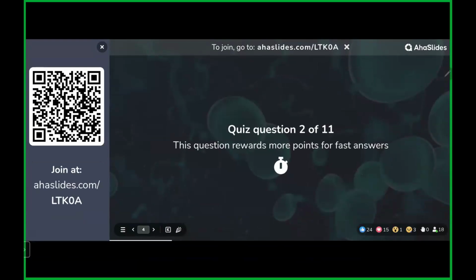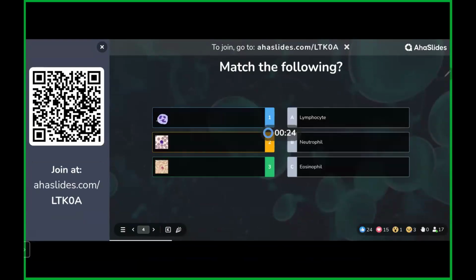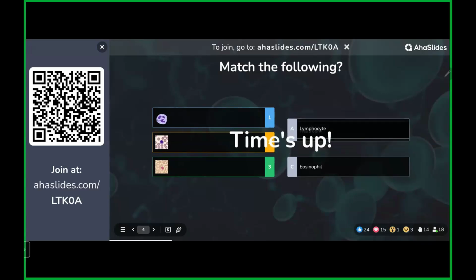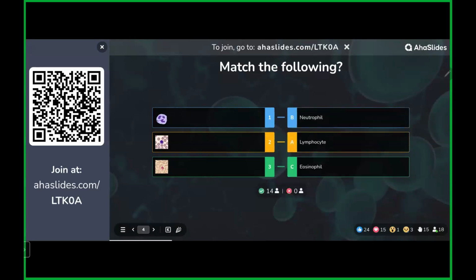Let's get going. Question two. This is again a match the following. The reason why we have put these questions is because these types of questions form the base for many other questions. That is definitely true. Knowing these basics helps us to diagnose so many diseases. Everyone has got it right. Wow. Wonderful.